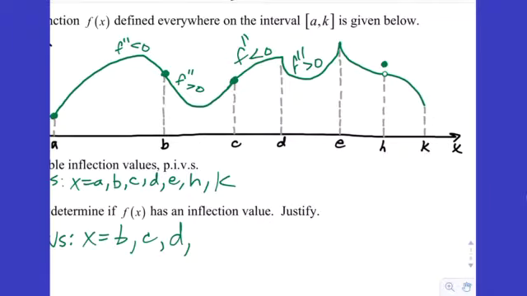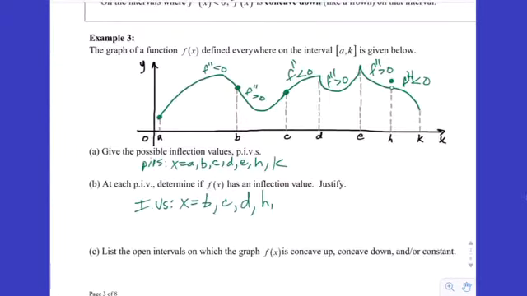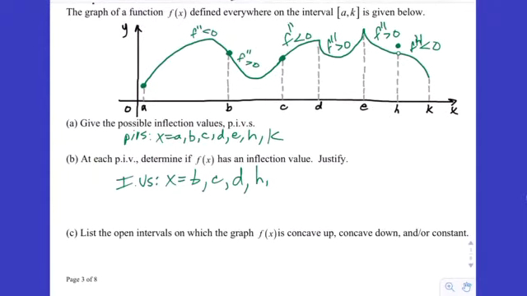What about at h? Yes, h is an inflection value. It's also a local max, right? But it's an inflection value because, again, f double prime changes from positive to negative at x equals h. And what about k? No, it's an endpoint. Don't know what's happening to the right. Okay, so that's one way to use the graph.